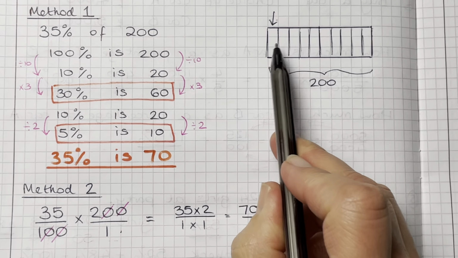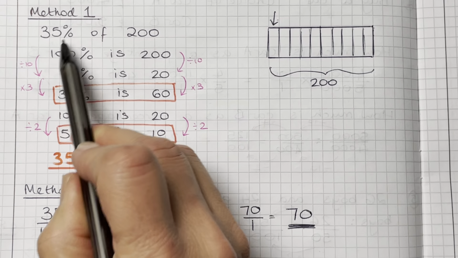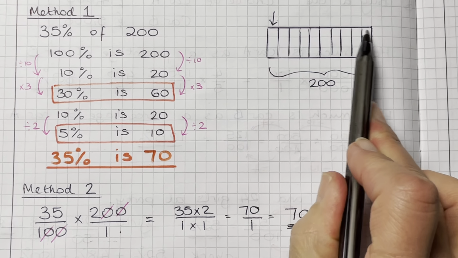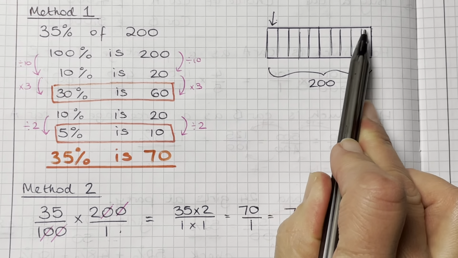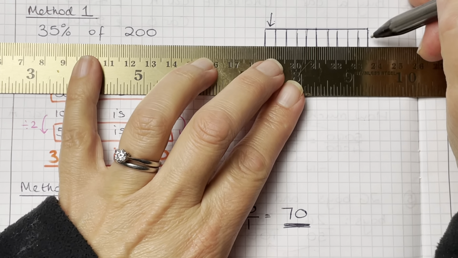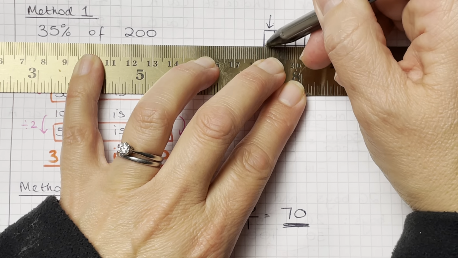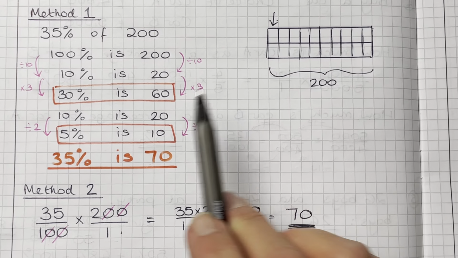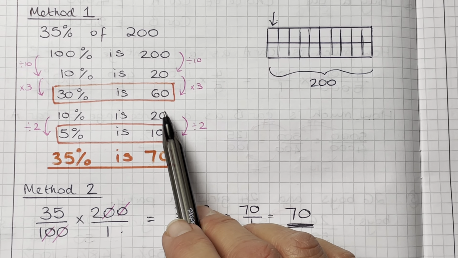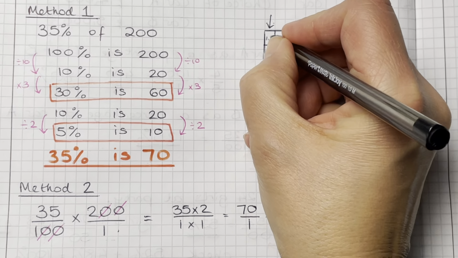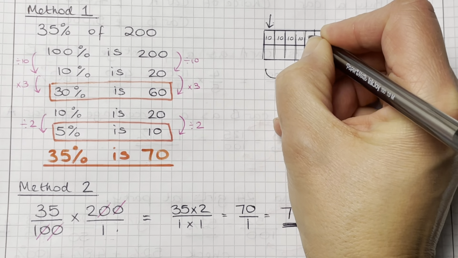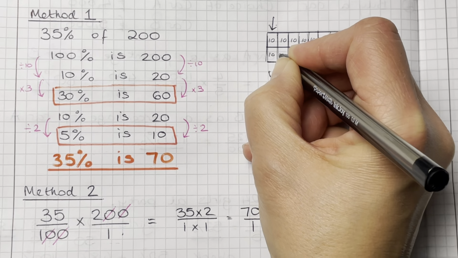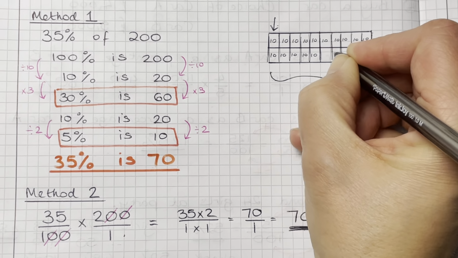But remember, I've got 35%. I've made it a little bit hard on myself. So what I'm going to do is, instead of splitting this into 10 equal parts, I'm actually going to split it into 20 equal parts. So now each of these individual parts is going to be 10. So let's just very quickly write that in. As I say, I should have prepared this earlier, shouldn't I, for you?